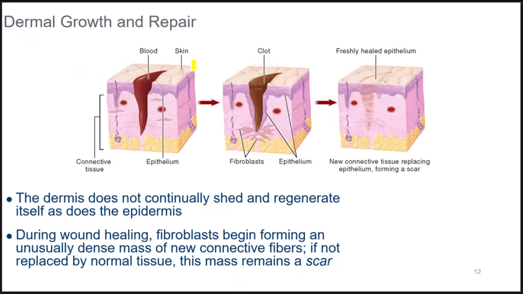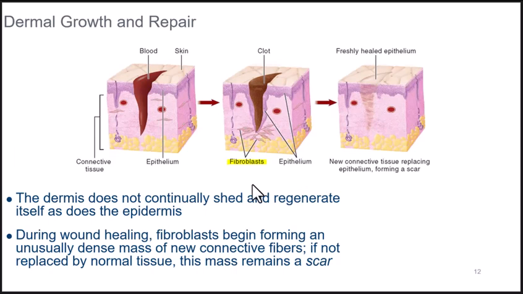In terms of dermal growth and repair, I want you to recall that the epidermis sheds and renews continually, but the dermis does not have this ability. So in the case of a wound or an injury to the dermis, we have a cell called a fibroblast, shown here, that begins to form a dense mass of new connective tissue, because this is a connective tissue layer, in order to replace the damaged tissue.